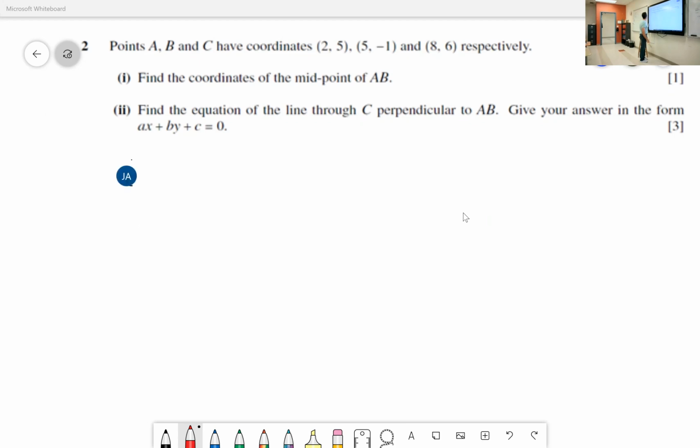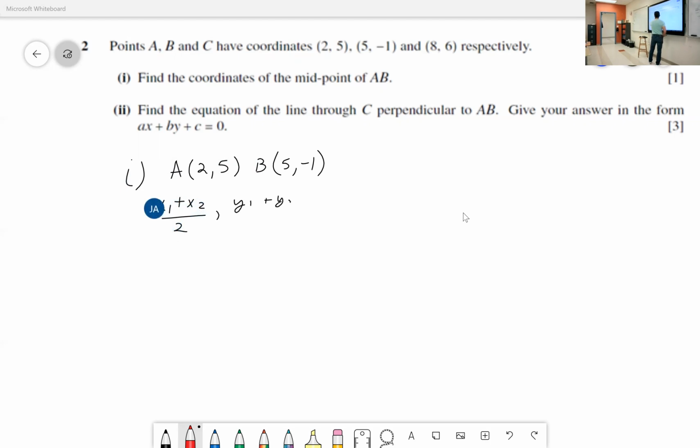So it says find it. So we have A here. Here's how I would do the question. A is 2, 5, and B is 5, -1. And I'll find the midpoints real quick. It's x of 1 plus x of 2 divided by 2, comma, y of 1 plus y of 2 divided by 2. Go ahead and do that.